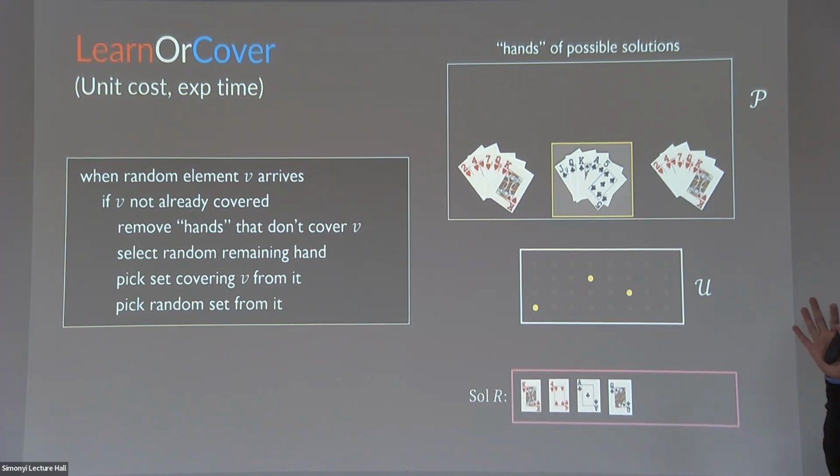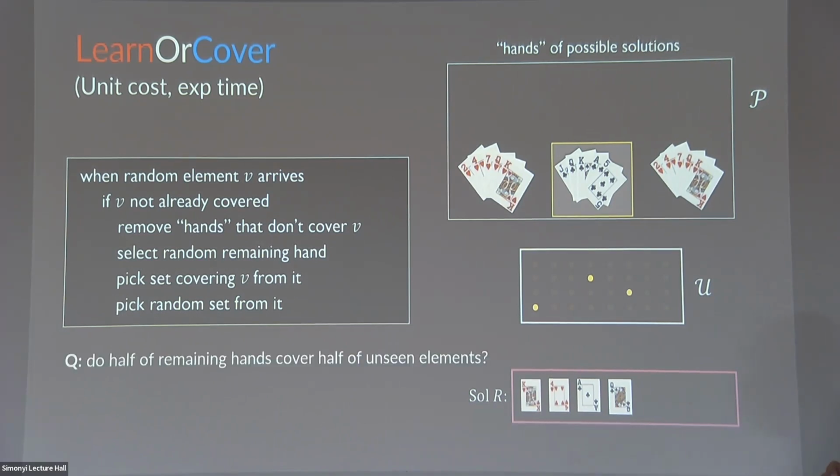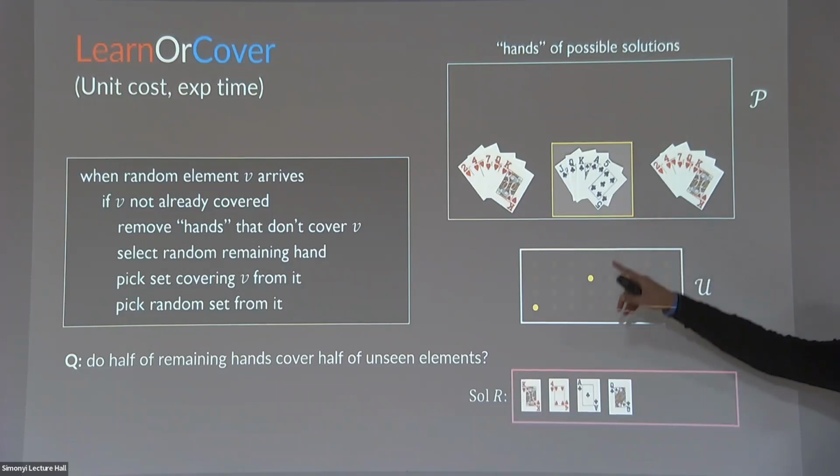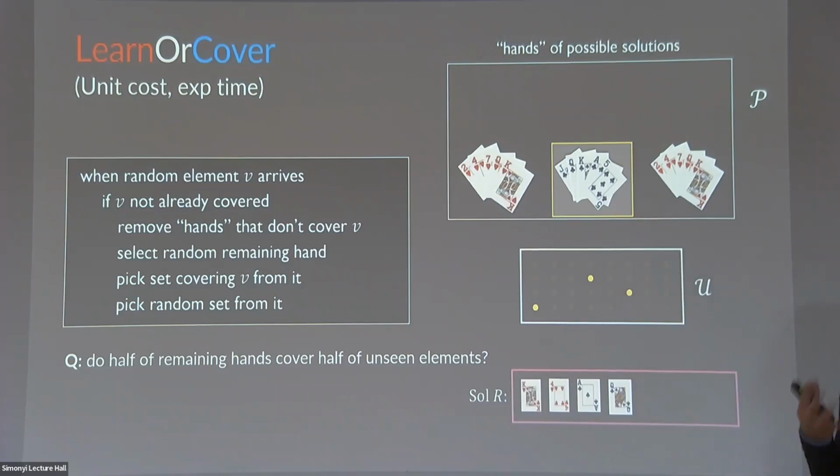Is the algorithm clear? So let me tell you the main idea of the analysis. The rest you'll be able to do almost yourself. So the crucial question to ask is, do half of the remaining hands cover half of the unseen hands?